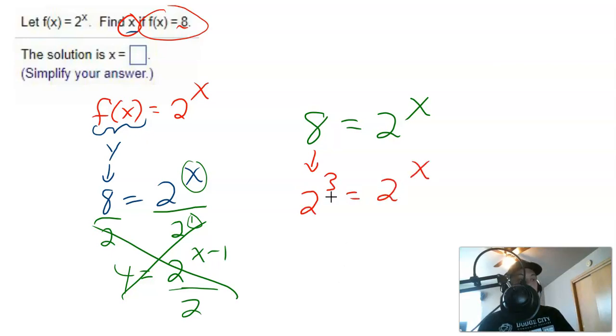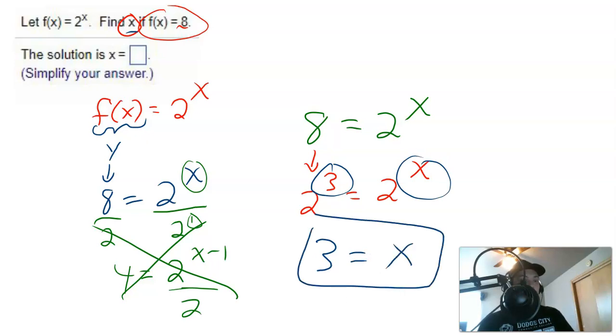Now that both sides have the same base, I can set the exponents equal to each other. So I'm going to take this exponent, which is 3, set it equal to this exponent, which is x. And then if necessary, you solve that for x. This is already solved for x, so we're done right away. All right.